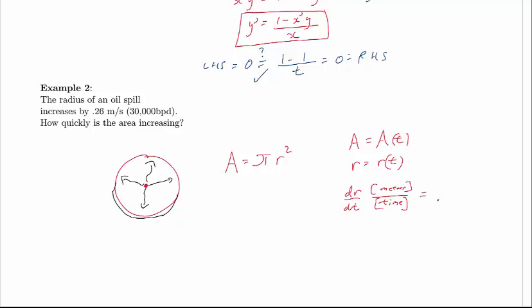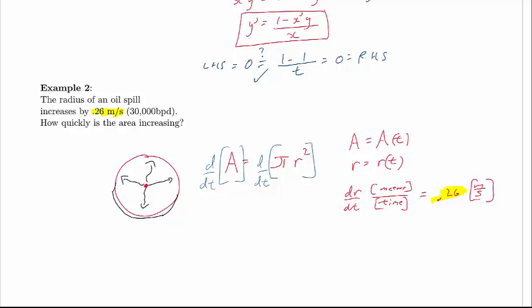Well, that's going to be 0.26 meters per second, right? Those are the units that we are dealing with. All right, so now we're going to use our derivatives for rates. We're taking the derivative of both sides with respect to t. All right, so dA/dt.